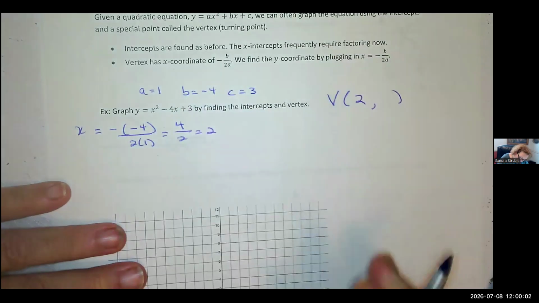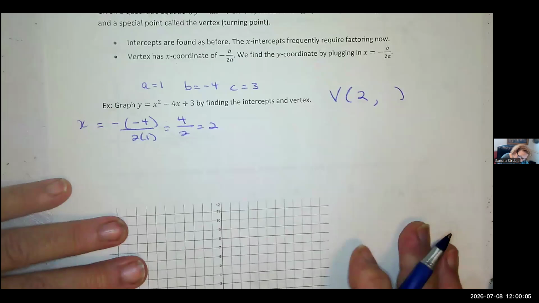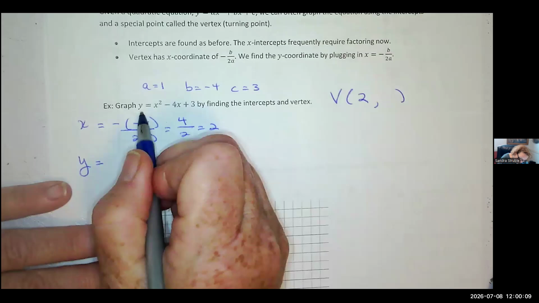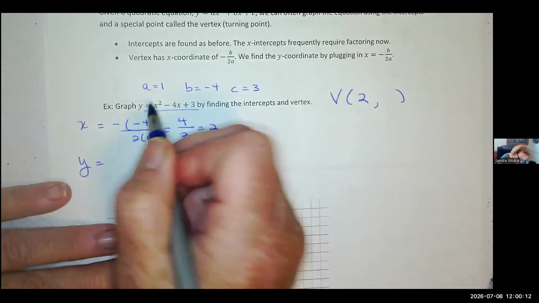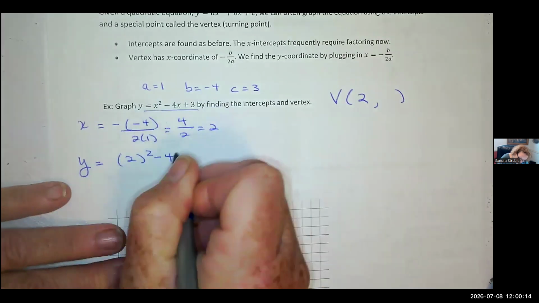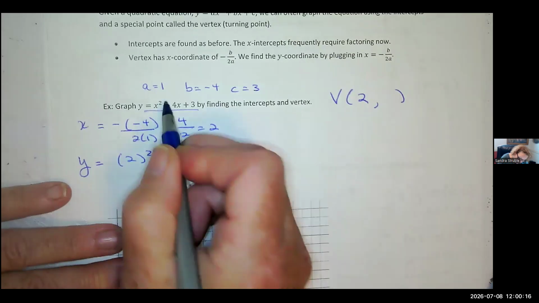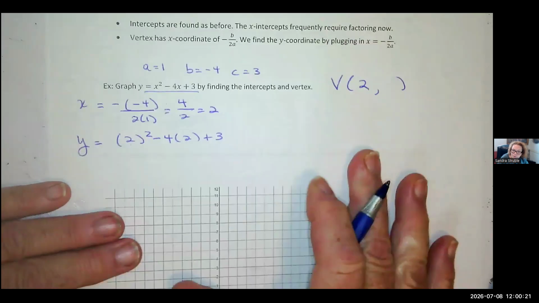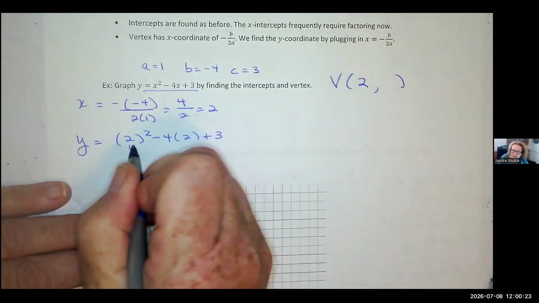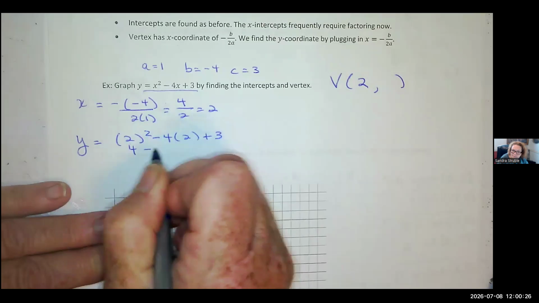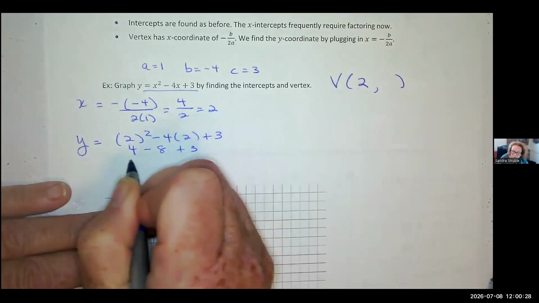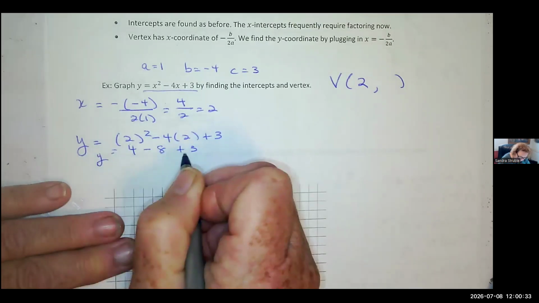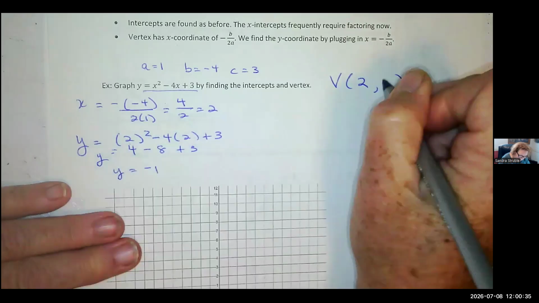To find our y, we have to take the equation itself and plug in 2 for x. Since we have x squared, it's 2 squared minus 4 times 2 plus 3. Now we just simplify the right side. 2 squared is 4. -4 times 2 is -8 plus 3. 4 minus 8 is -4 plus 3 is -1. So our vertex is (2, -1).